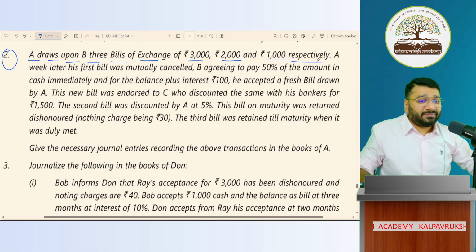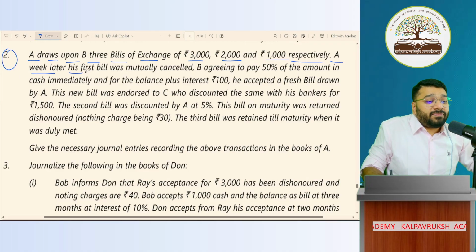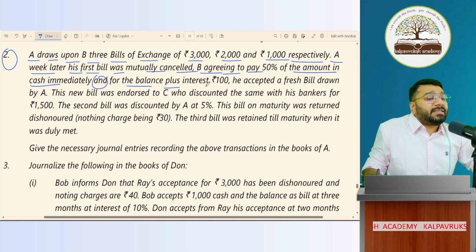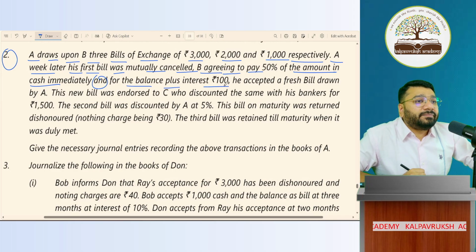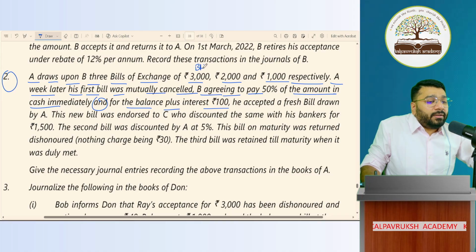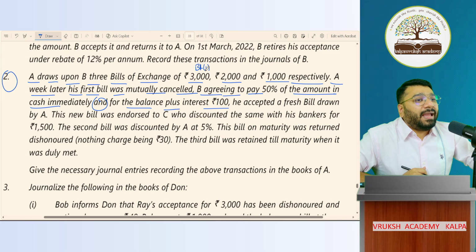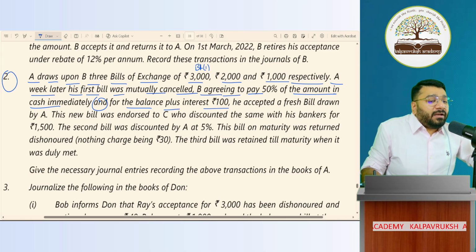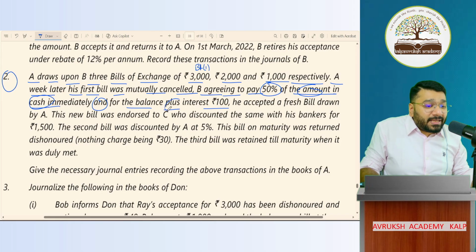Level up. A week later, the first bill was mutually cancelled, B agreeing to pay 50% of the amount in cash immediately and for the balance, plus interest of 100. BR1 is cancelled and renewed. How much is paid? 50% of the amount is paid immediately, in cash. Balance 50% plus interest of 100.